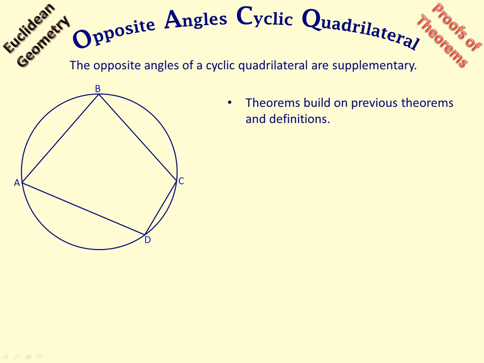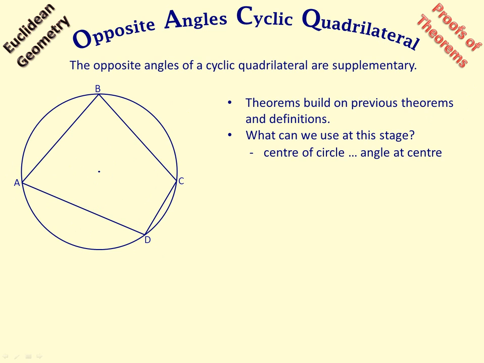Let's do a bit of background first to enable you to learn it a bit more easily. Theorems are built on previous theorems and definitions. So what can we use at this stage? We have the theorem, angle at center of a circle, which says that the angle subtended by the arc of a circle at the center is twice the angle subtended by the arc on the remaining part of the circumference. And that's as far as we need to go at the moment.